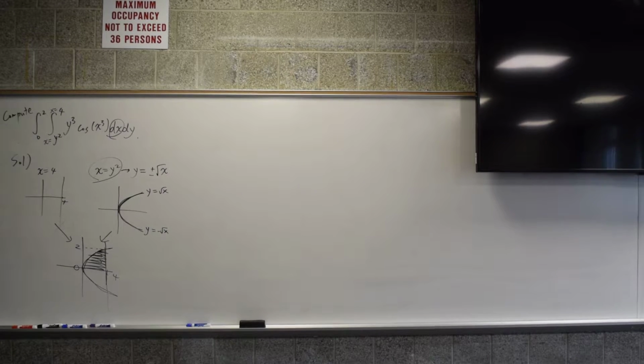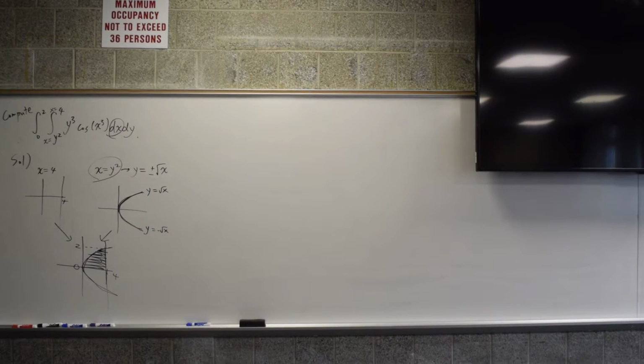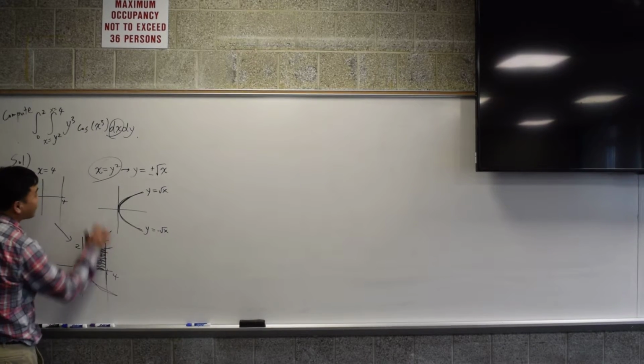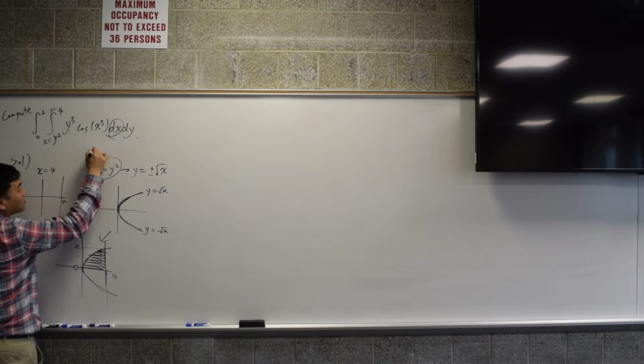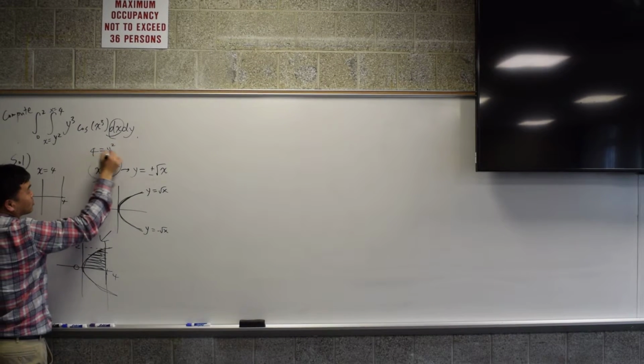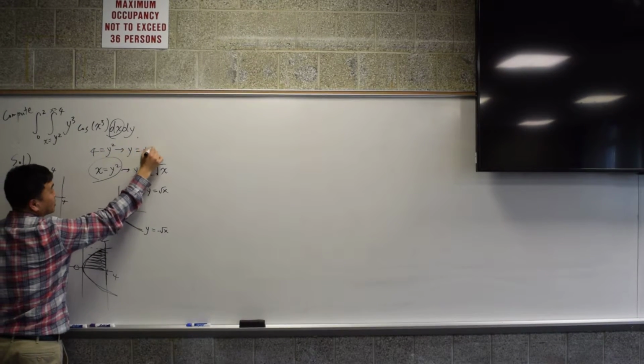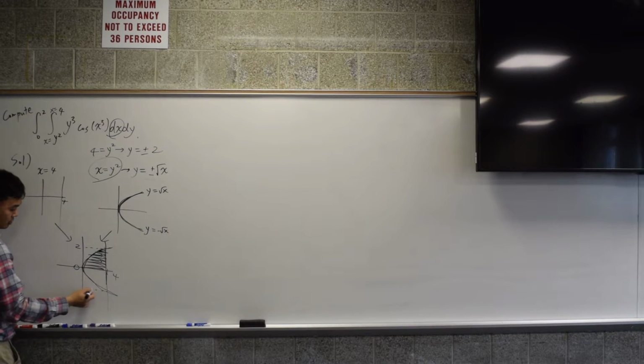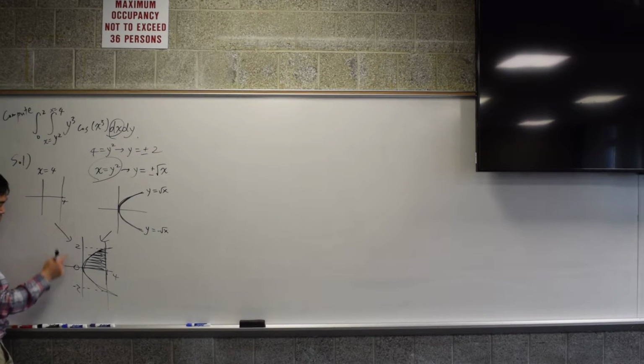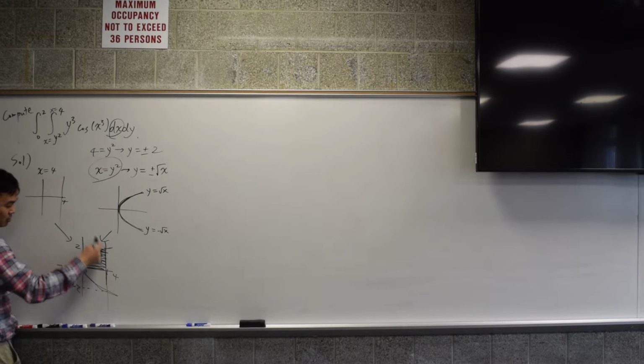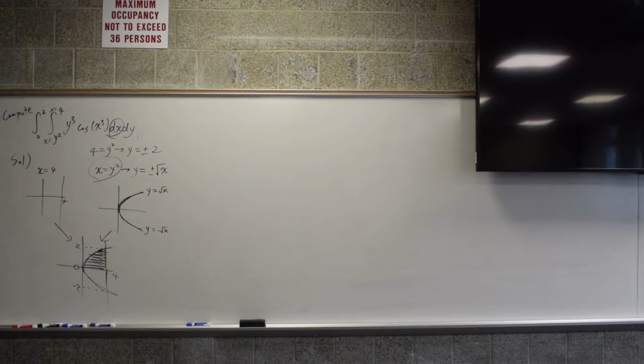Yes? When y equals 4, shouldn't x equal 2? Not the other way around. Oh, never mind. No, you're right. If x is 4, you get y squared equal to 4, you get y equals plus or minus 2, so y is 2 and y is negative 2 when they meet. All right, so that's the domain.